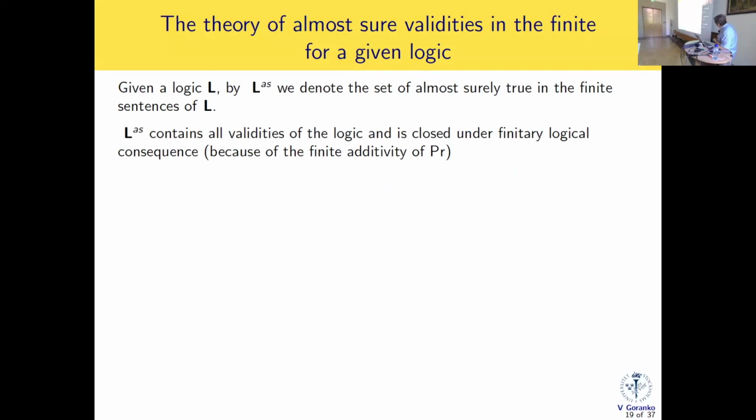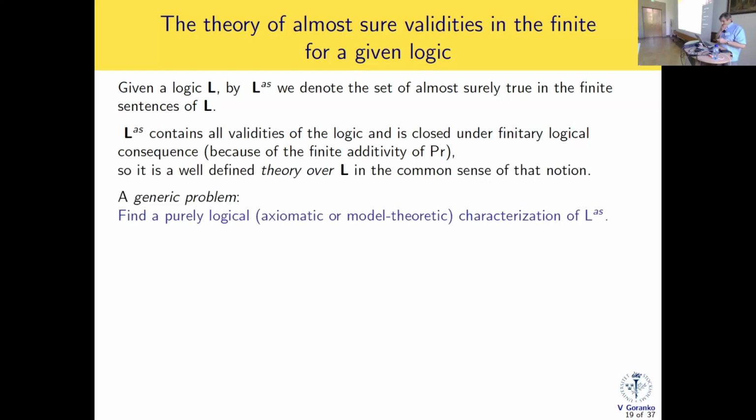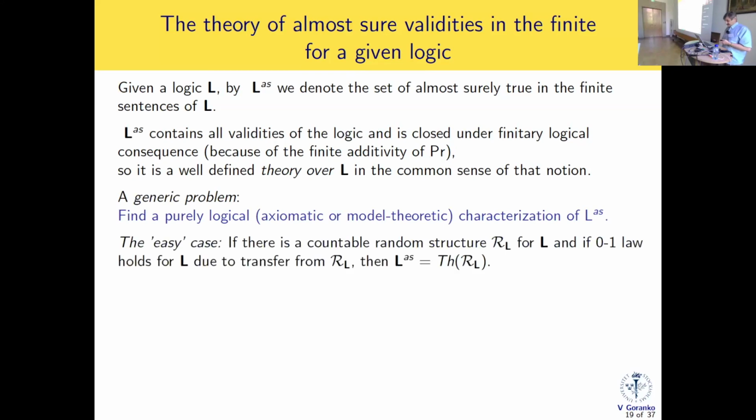And so if you look at this, you realize that this is actually a very well-behaved logical theory in a kind of traditional sense. It contains all validities of the logic, and it is closed under all finitary rules of inference. Right, so very nice. So here is the generic problem in the focus of this study. Find a purely logical, be it axiomatic or model theoretic, characterization of this logic of the almost sure validity.